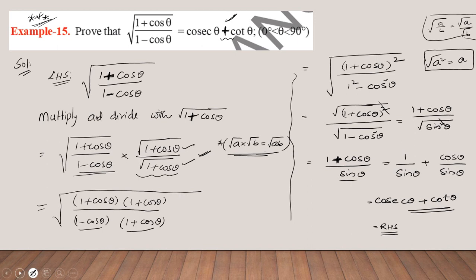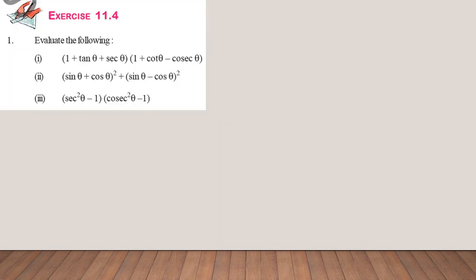Okay, next, moving on to the next question. Exercise 11.4, this is a very important exercise. These questions might be asked in your 2 marks questions, right? So moving on to question number 1. What is given in question number 1? 1 plus tan theta plus secant theta into 1 plus cot theta minus cosecant theta.